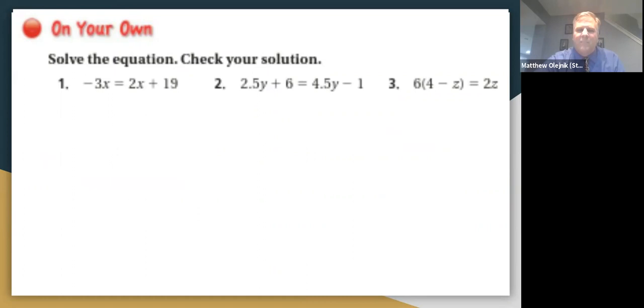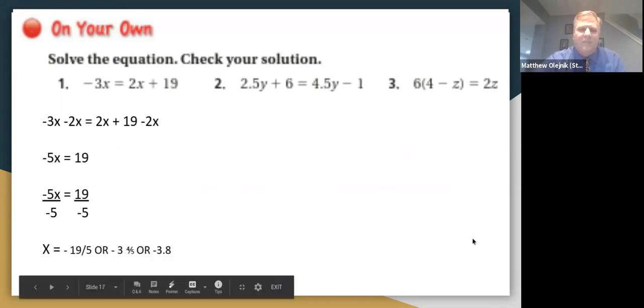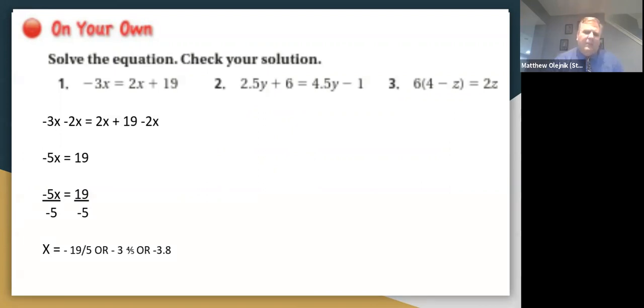All right, welcome back. Let's see how you did. For the first one, we're going to attack that problem by subtracting 2x from both sides. And then we're going to get negative 5x equals 19. The opposite of multiplying by that negative 5 is going to be to divide both sides by negative 5. We're going to end up with the fraction negative 19/5, or we could change it to our mixed number negative 3 4/5, or even write it as a decimal, negative 3 8/10, negative 3.8.